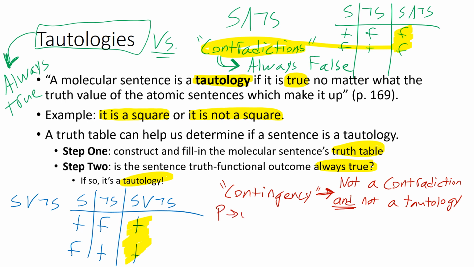So if P then Q, because if we create a truth table, we will get results that are neither all true nor all false. So true, true, true; true, false, false; false, true, true; false, false, true. So we have some true results, we have a false result. So it's neither a contradiction nor is it a tautology, we have a contingency. So we have tautologies, contradictions, contingencies.